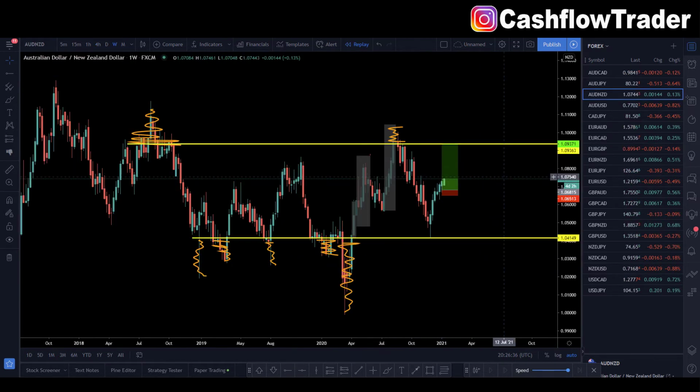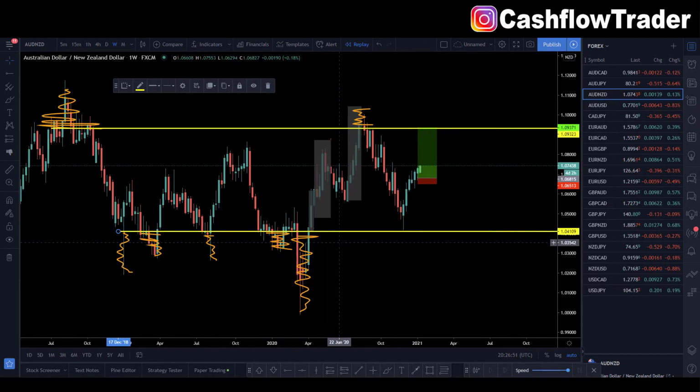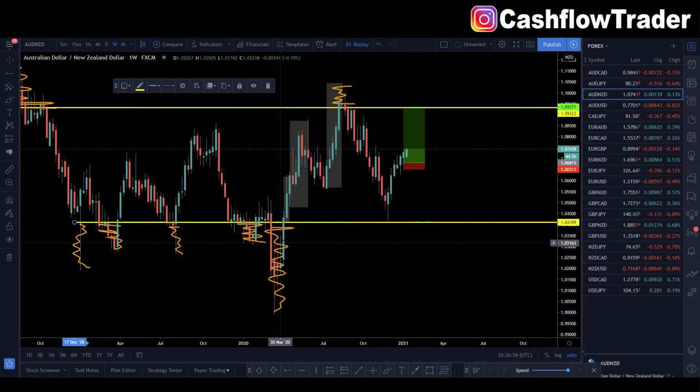So here I have another trade that I took, Australian dollar, New Zealand. So this is weekly. We're pretty much within the range, which is from here down to there. So let me run you down. After this blip, nothing happened here. We started off with a strong run here.